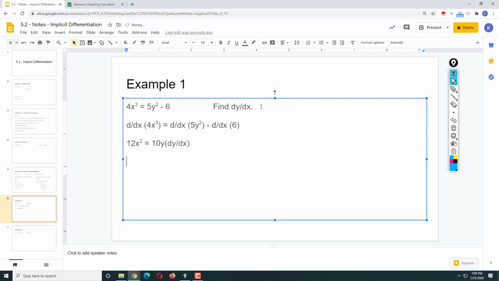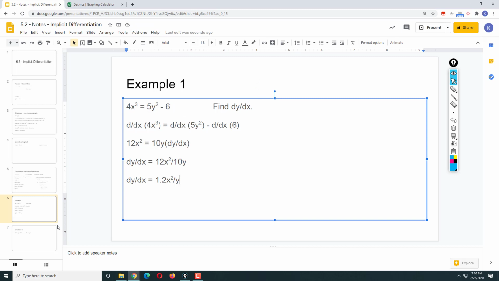We want dy over dx by itself. Divide both sides by 10y, and I have 12x squared divided by 10y. Okay. If I want to do the division, that's the same as 1.2 x squared over y. And that's the derivative.